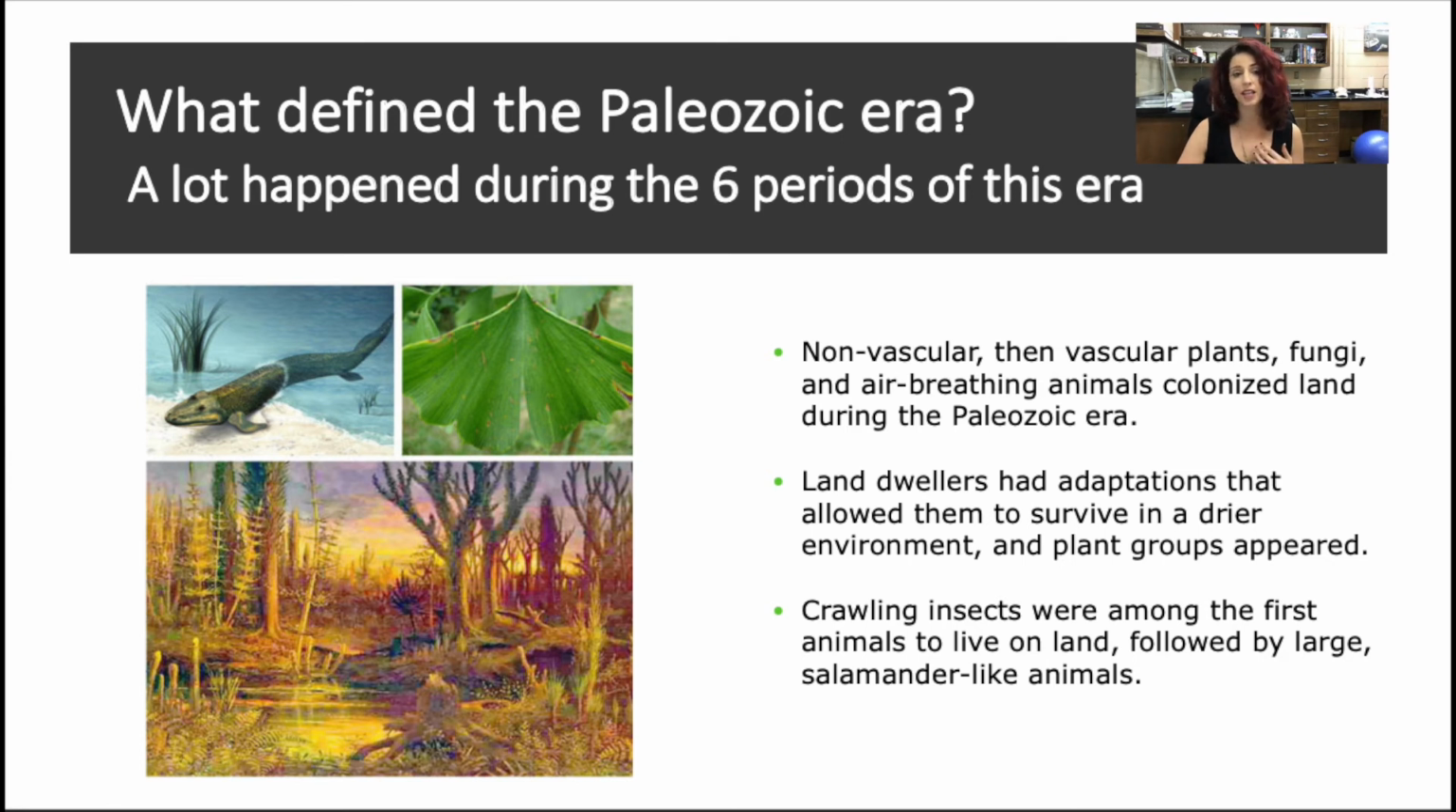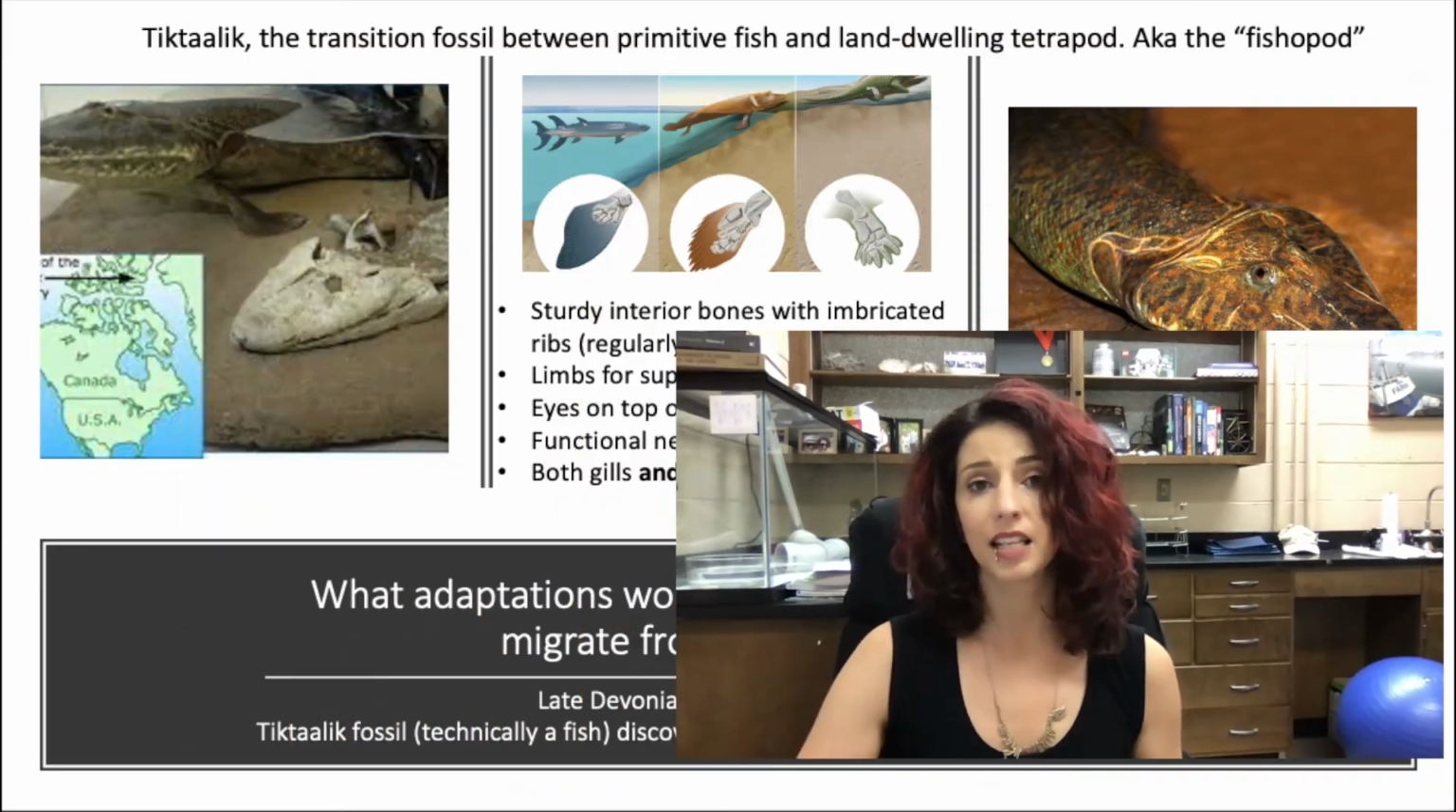We also have the evolution of crawling insects. These are among the first animals to live on land, followed by large salamander-like animals. So when we talk about the transition from living in the water to living on land, we have to talk about this transition fossil called Tiktaalik.